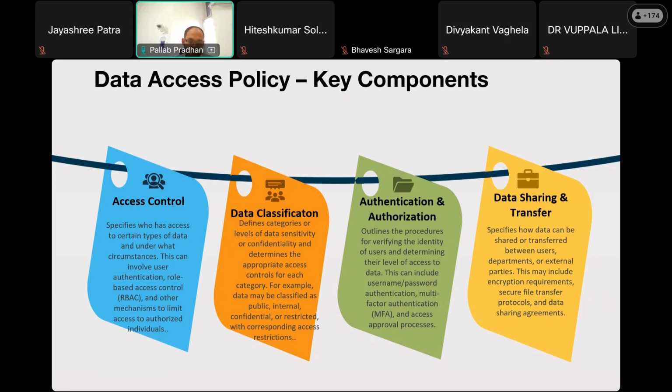And apart from that, authorization and authentication: who are the authenticated users to download the data, who are the authenticated users to only see the data or only the metadata, and who are the authenticated users to access your data. Based on that, and based on the technology, you decide how you are going to do the data sharing and transfer.